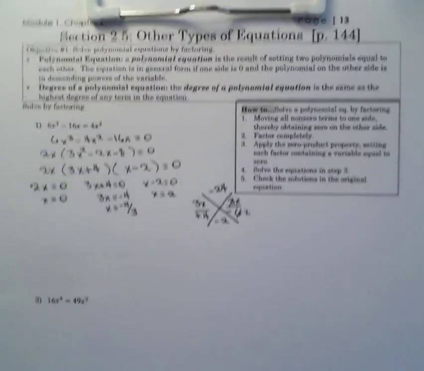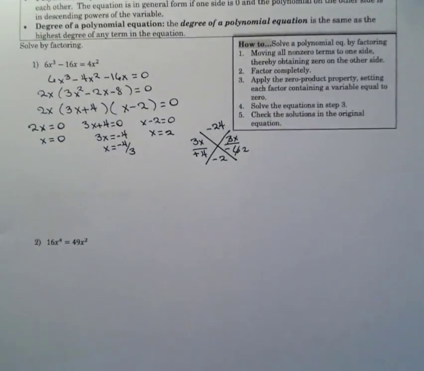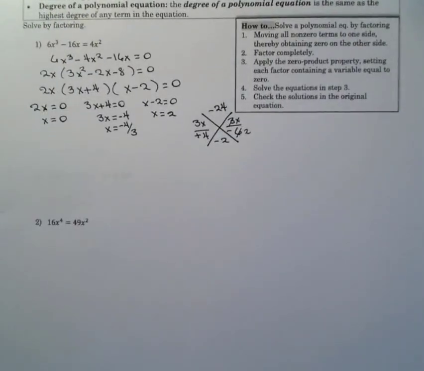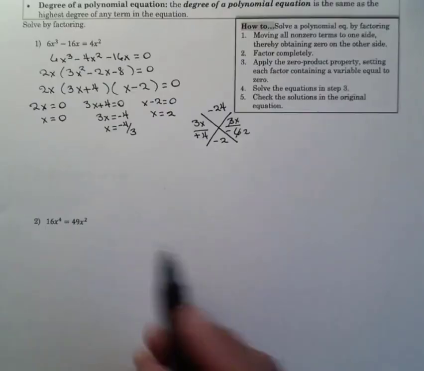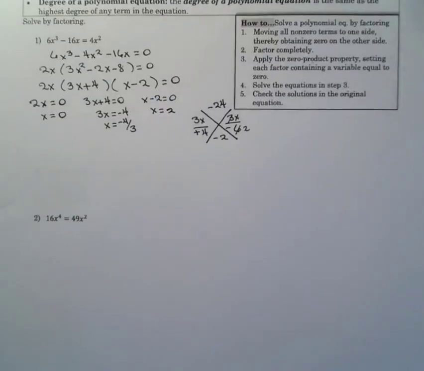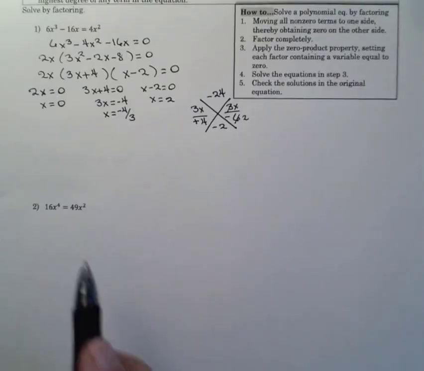Okay, let's take a look at another one. This one says 16x to the 4th is equal to 49x squared. Well, because of the way we're working, we want to get everything on one side of the equation and set it to 0.